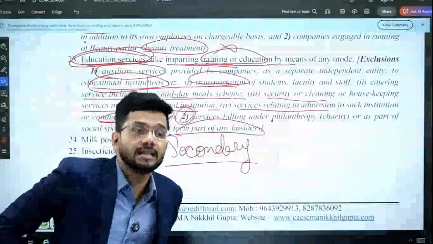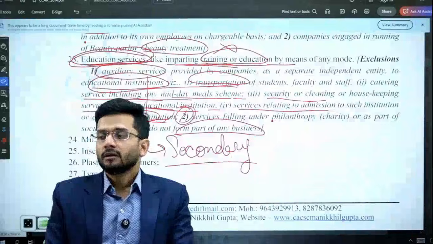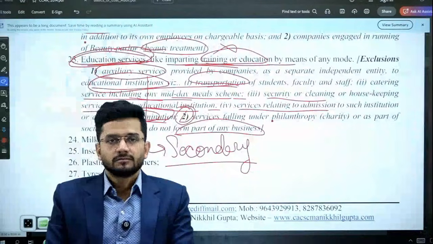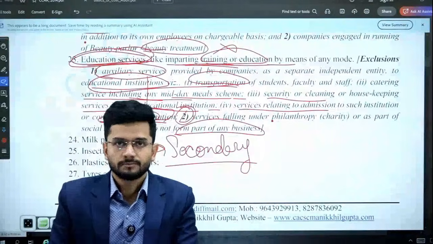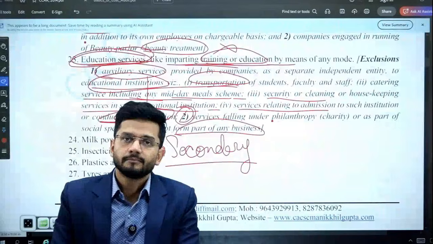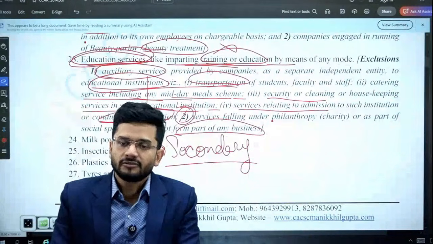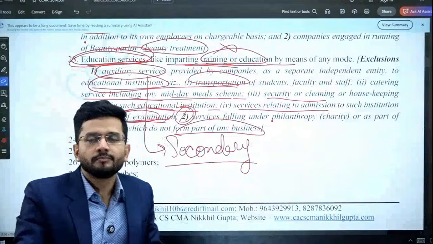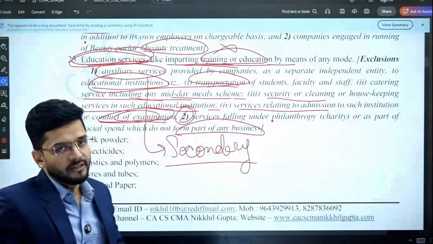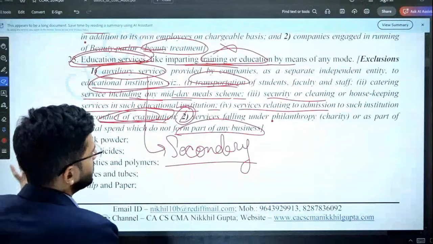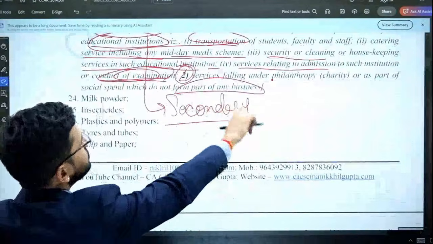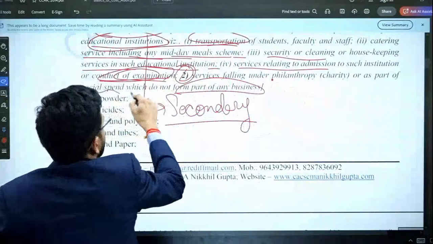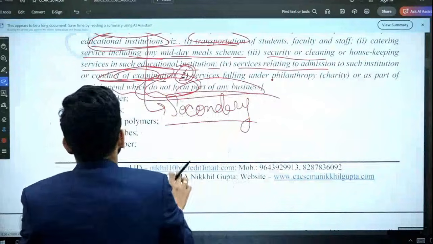Like many companies these days send their employees to government schools and underprivileged students under the Teach for India project, and some companies as a part of their philanthropic pursuit also do this kind of endeavor. So that is not included in our cost audit and cost records. Services falling under philanthropy, charity, or as part of social spend which do not form part of any business.